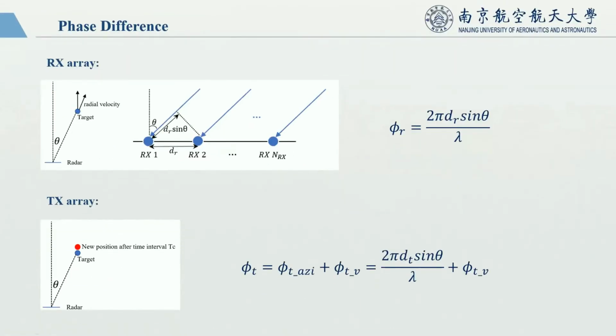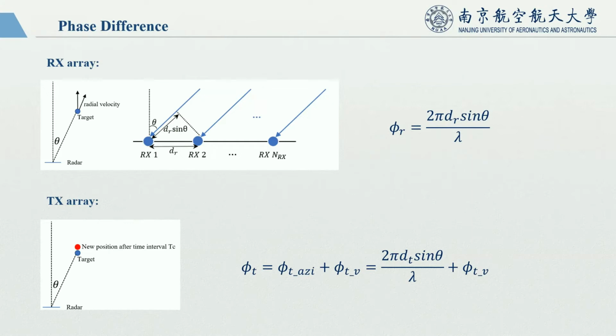Consider an object moving away from radar. For a receiver, the signal from the object must travel an additional distance to reach the next receiver. This distance corresponds to a phase difference between each two adjacent receivers. It records the angle information of the target. As for transmitters, a similar phase difference can be obtained.